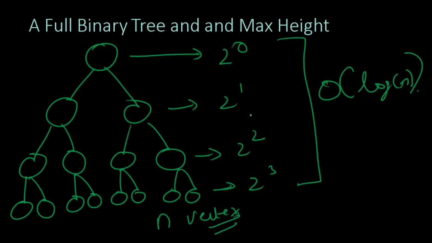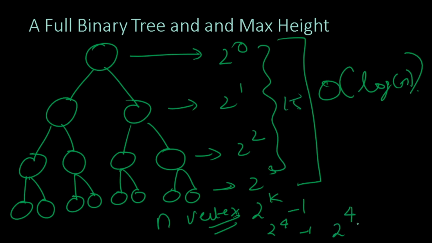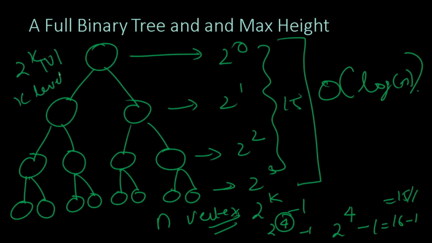what would n be? n would be of the form 2 power k minus 1. So in this case it would be 2 power 4 minus 1, which is 2 cube plus 2 square plus 2 power 1 plus 2 power 0. The answer is 15. There are 15 vertices. That is of the form 2 power 4 minus 1, which is 16 minus 1, that is 15. So how many levels are there? 4 levels are there. So there will be 2 power k minus 1 vertices and there will be k levels.